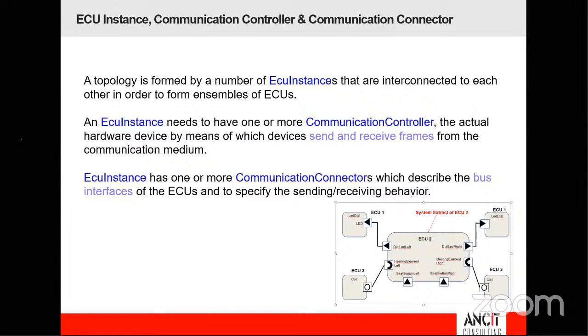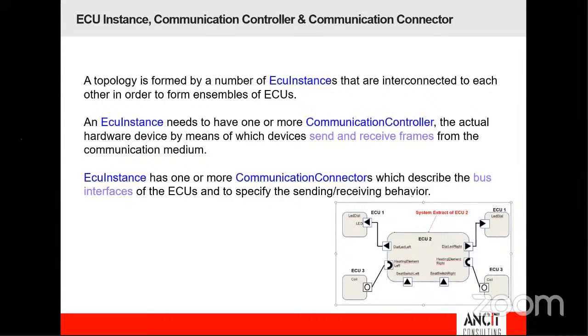So every ECU instance, in order to send and receive signals to the physical bus, has to go through the communication controller. So each ECU instance is connected to one or more communication controllers. And each ECU instance is also connected to one or more communication connectors, or the bus interface, right? It could be a CAN bus interface, a LIN interface, or whatever the interface is, depending upon the protocol it is using.